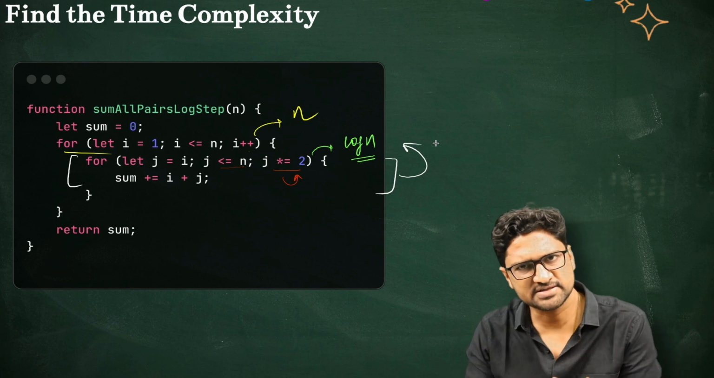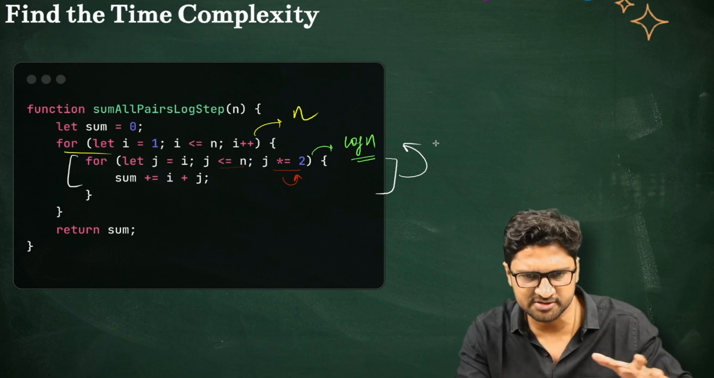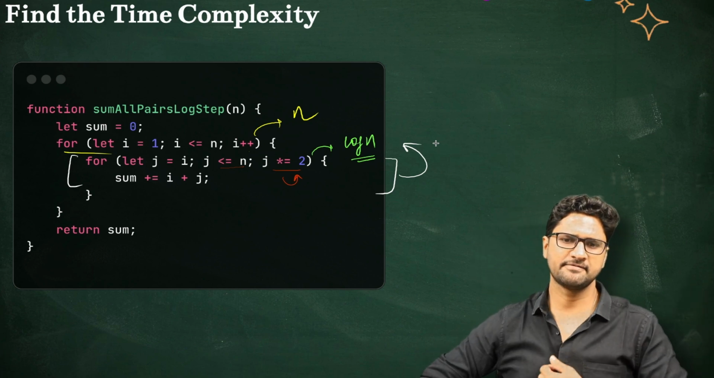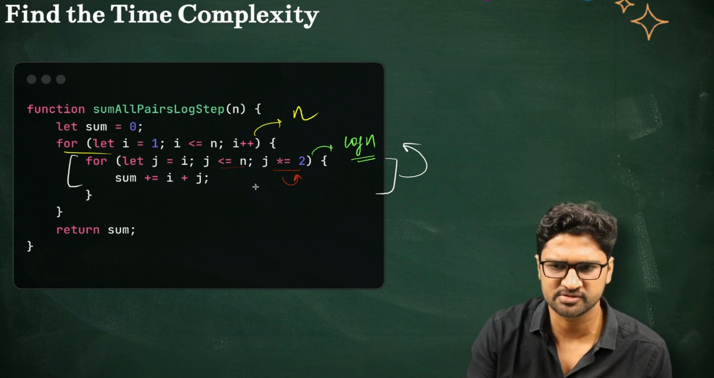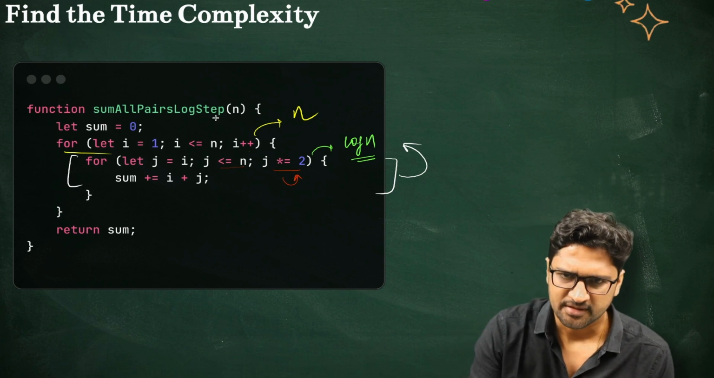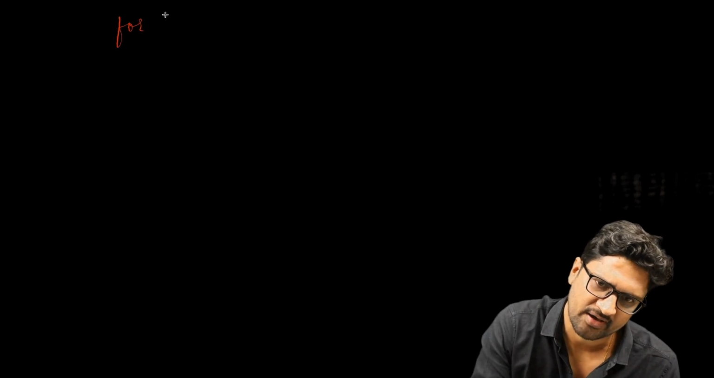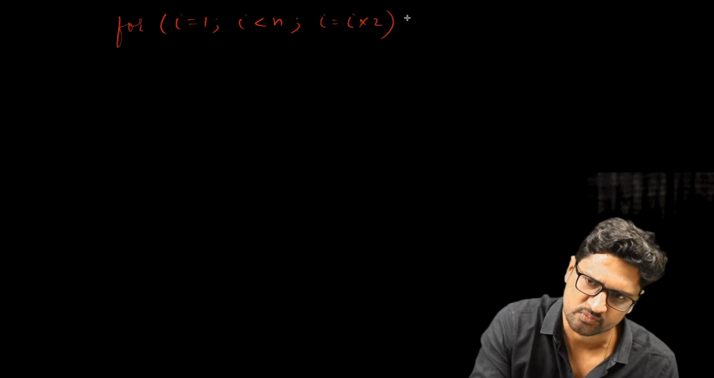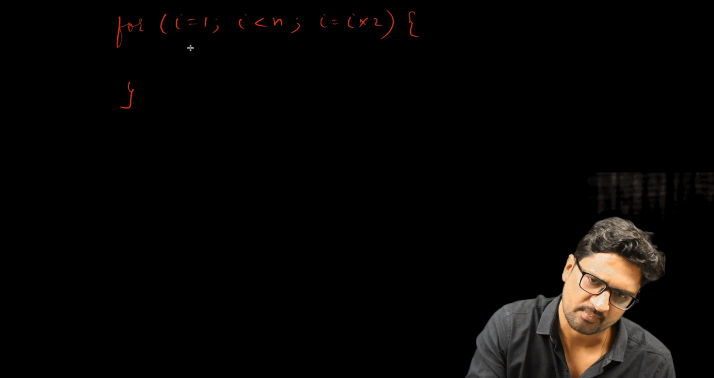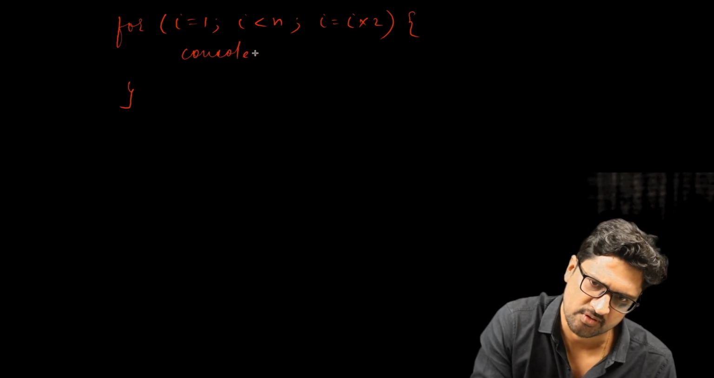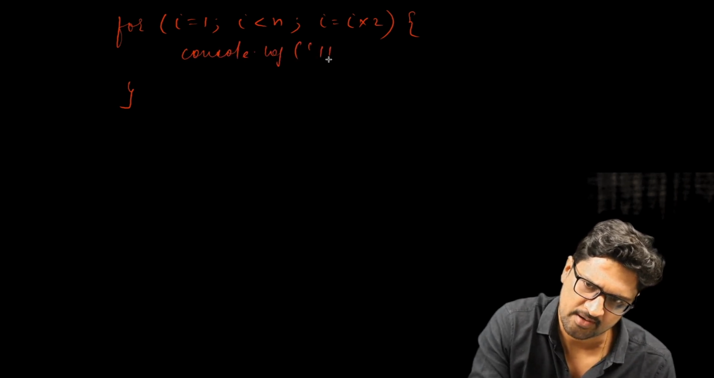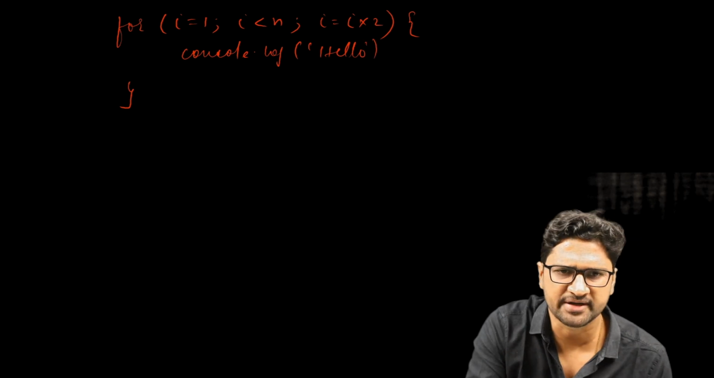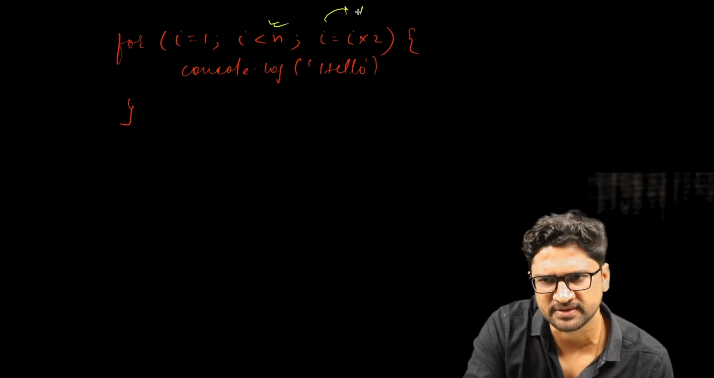Don't stop here, don't get demotivated. It's okay, you are learning it for the first time. Go back, watch some minutes back where I talked about when everything gets multiplied, the logarithmic value is log of n, right? Let me go and show you here. Let's say I have for i equals 1, i less than n, and i equals i times 2, and let's say I have written console.log hello here. I want to know how many times this loop will run, or the time complexity of this.